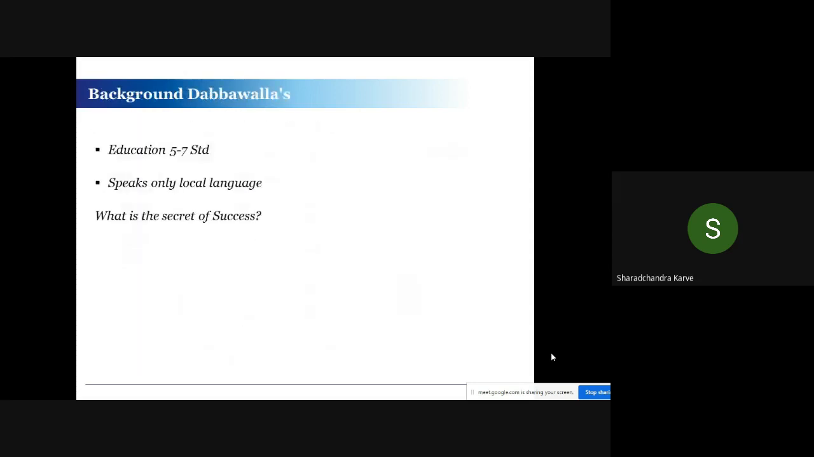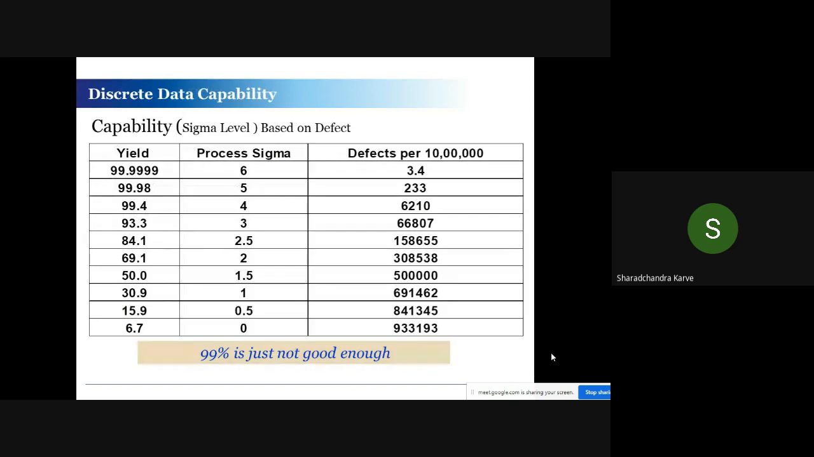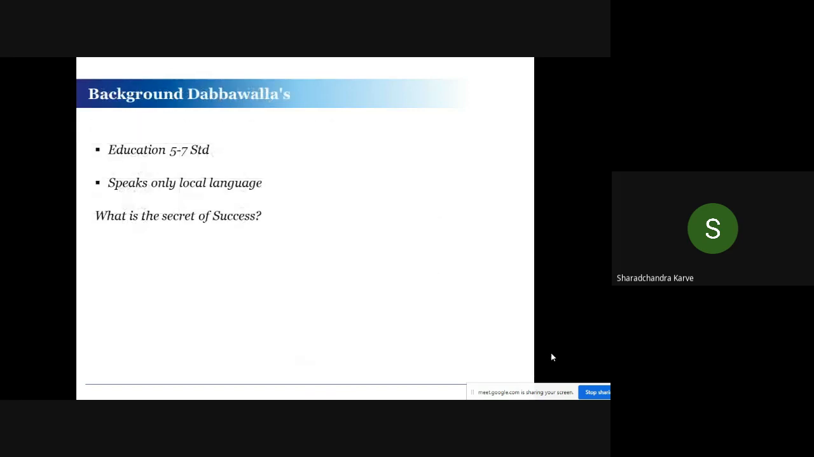Just 99 is not enough. You have to be 99.999 to get to Six Sigma. If you look at the next slide, at the background of the Dabbawalas, their education is just 5th to 7th standard. They speak only the local language, that is Marathi. They don't even understand English. They can't read English. Then what is the secret of their success?